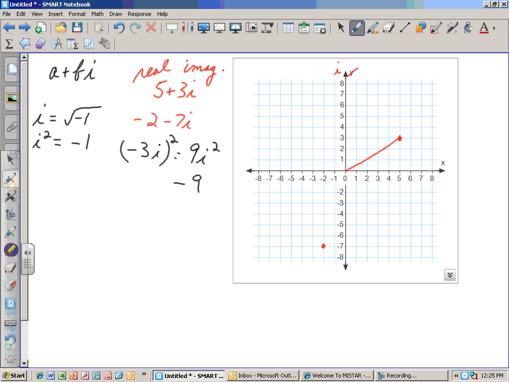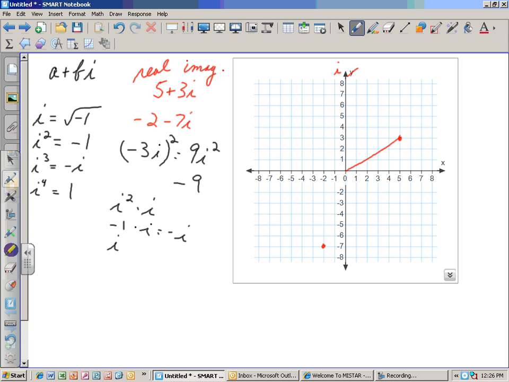Well, i cubed, isn't i cubed i squared times i? Doesn't that equal i cubed, adding the exponents? Well, i squared is negative 1 times i, so i cubed is negative i. What is i to the 4th? What do you think i to the 4th might equal? It's 1.